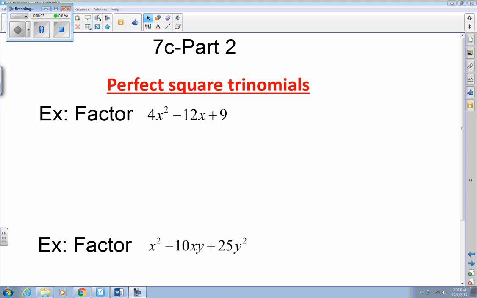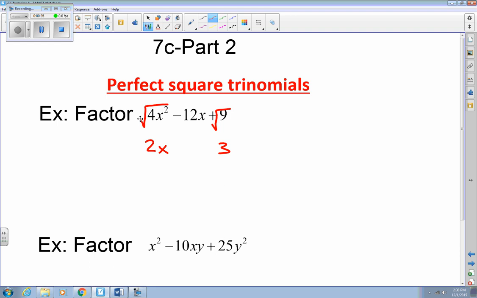7C, Part 2. What we did in Part 1 those are special cases out how to factor. And this first part here with perfect square trinomials is also a special case. Perfect square trinomials only work if the first term and the last term are perfect squares. So the square root of 4x squared is 2x, and the square root of 9 is 3. So these have to be perfect squares for this to work, meaning you have to be able to take the square root of them and get perfect numbers.